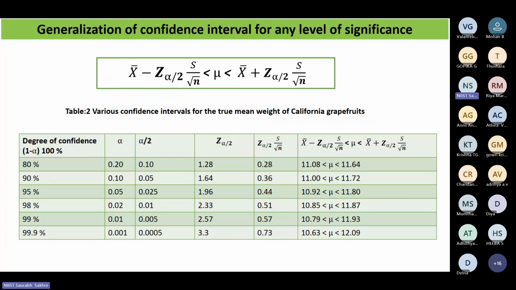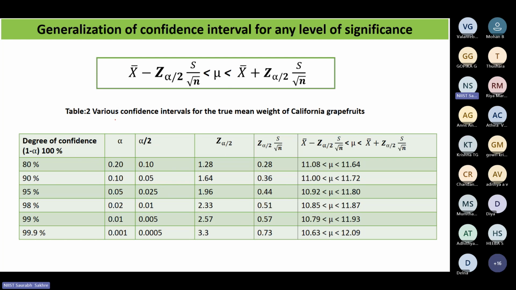Now we can generalize this formula for any level of significance. The last example was for 5%. So how can I generalize that? I can replace 1.96 with z alpha by 2. So x bar minus z alpha by 2 times s by root n is less than mu, which is less than x bar plus z alpha by 2 times s by root n.